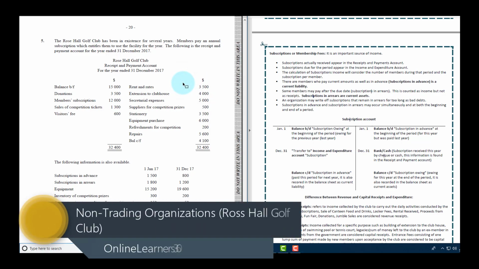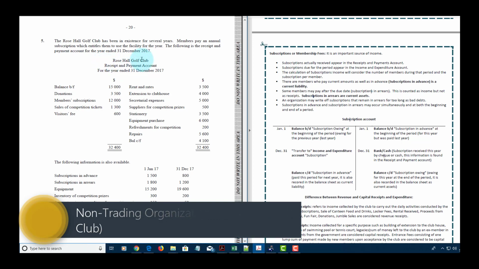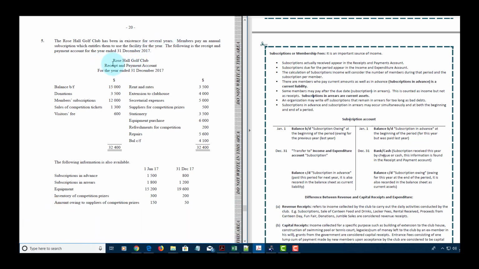Alright, let's begin the question on the Rose Hall Golf Club. We're given the receipt and payment account. You can read the detail above. Within the body of the receipt and payment account, we can see that you have an opening balance. That is your opening cash or bank balance.